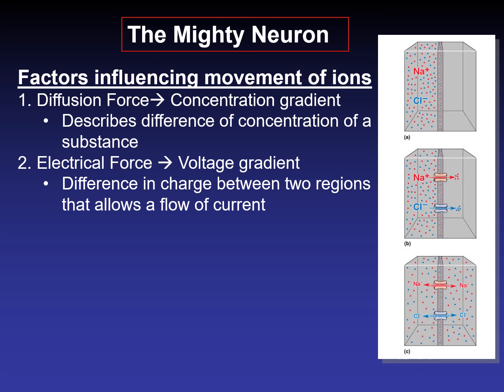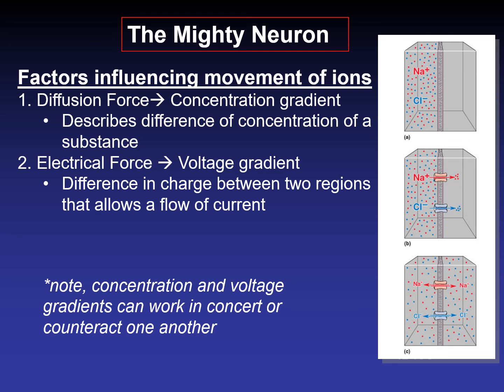Chloride's a little bit different. Chloride is concentrated outside the cell, so its concentration gradient is trying to push it to the inside of the cell. However, because chloride is negatively charged and the inside of the cell is negatively charged, the voltage gradient is pushing in the opposite direction, trying to keep chloride outside of the cell. So we note here that concentration and voltage gradients can work in concert, or they can work together, as is the case with sodium. They're both pushing sodium to the inside of the cell. Or they can counteract one another, as we see with chloride, where the concentration gradient is pushing chloride into the cell, but the voltage gradient is pushing chloride out of the cell.